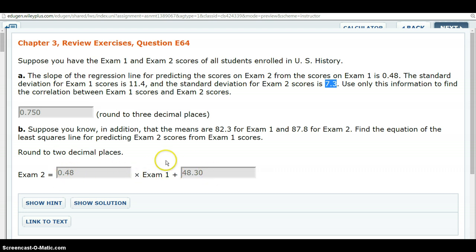Remember, it doesn't matter if it's coming first or second. It matters if it's being multiplied by the variable. So 0.48 is the slope that we were given. We'll put that in to get our overall regression equation.